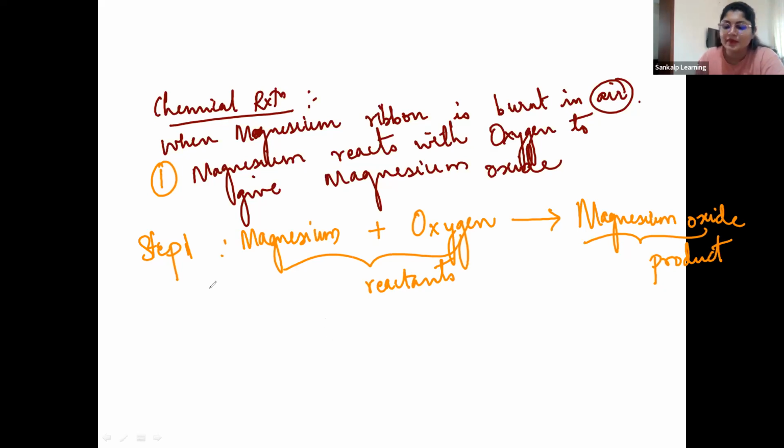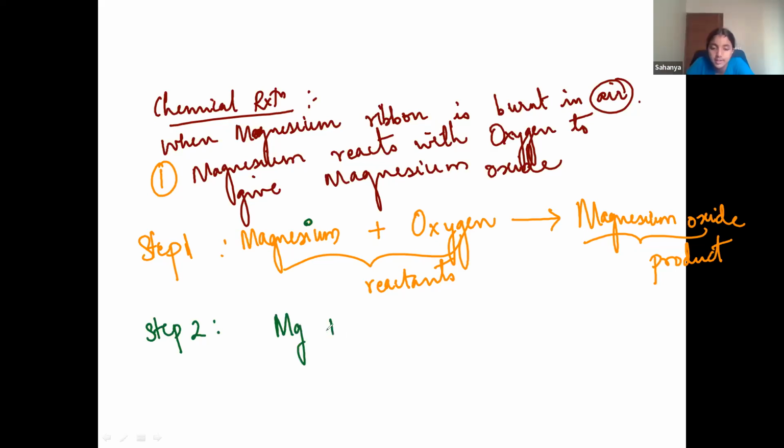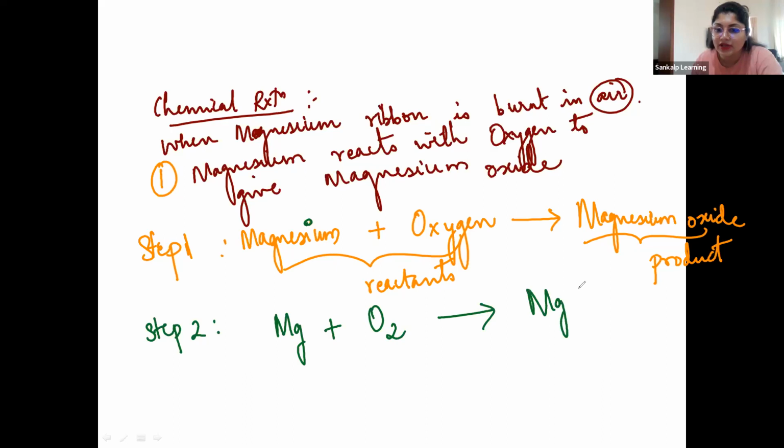Now step two: we have to replace the names of the reactants and products with their chemical symbols or formulas. Magnesium, how is it represented? Mg. Oxygen, O2. It is a diatomic molecule. So Mg plus O2 gives you MgO. Here oxygen is 2, magnesium is 1.